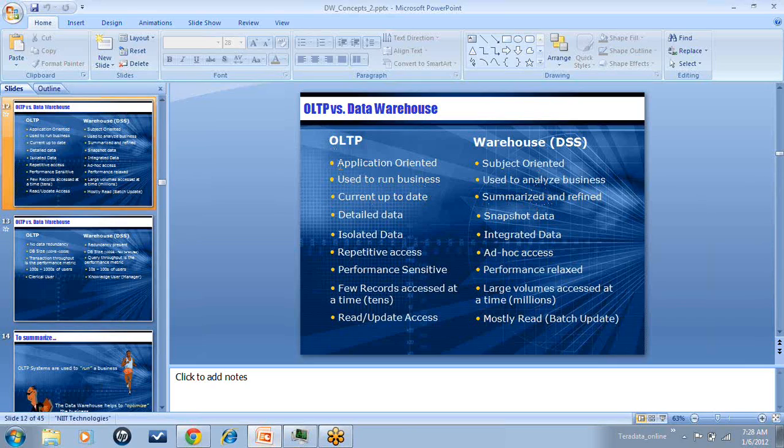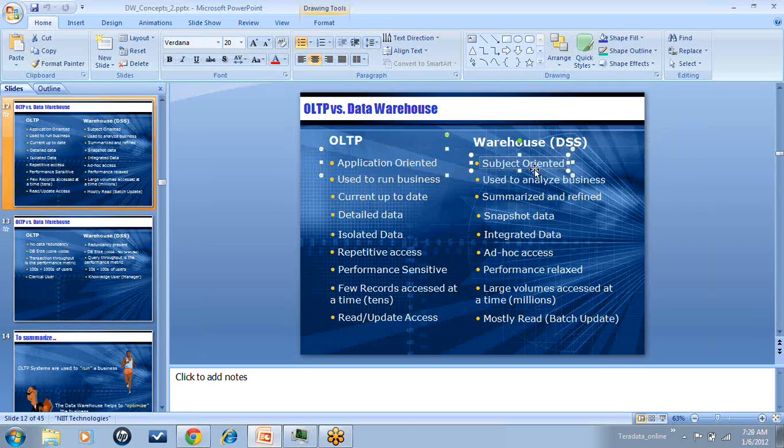Here, if you see, OLTP is application oriented. That's what we have just seen, right? It is a loan application, a credit card application, a savings application. So in OLTP, all models are designed based on the applications and functionalities. But in the data warehouse, it is all based on the subject, the customer. The entire customer is my subject area. So he could be a loan customer, a credit card customer, any customer would come under the subject area, customers.